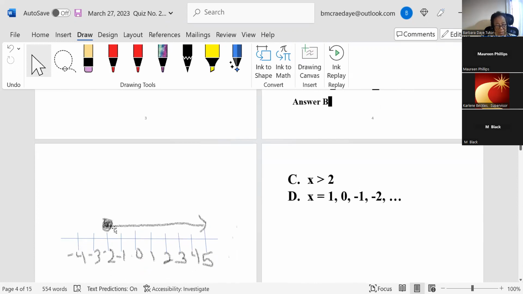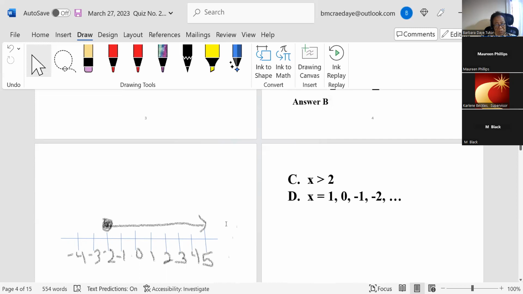So greater than or equal, always shaded. Less than or equal, always shaded. Greater than -2 is everything at the right of the -2. It includes the -2 because it says greater than or equal. Then it includes everything at the right of the -2. Got it? Miss, can you do it?